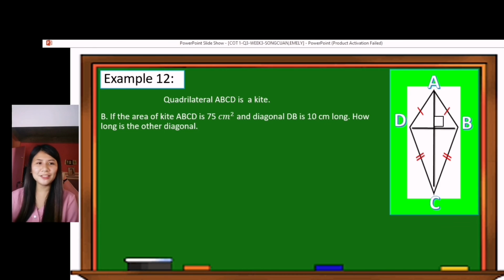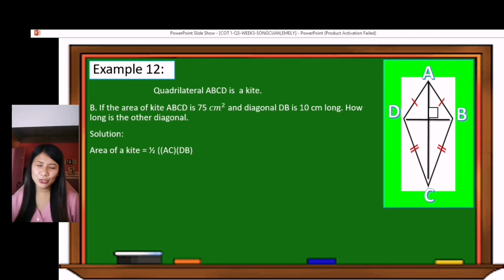We have a quadrilateral ABCD that is a kite. The area of the kite is 75 square centimeters, and the diagonal DB is 10 centimeters long. We are going to find the measure of diagonal AC. So here is the solution.